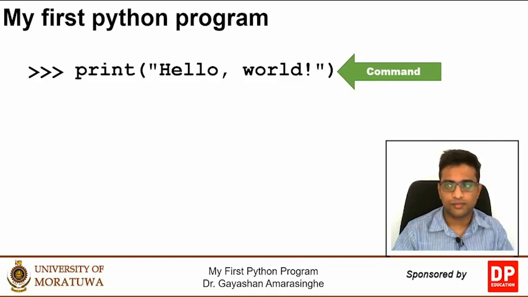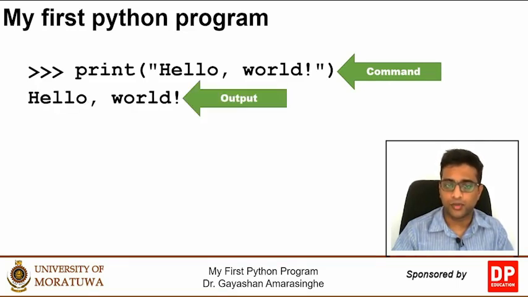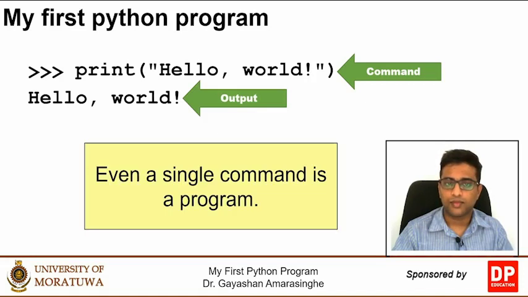This is the command. And when you type this command, it gets executed, and when you execute it, you get this output. This is considered as the output. Even a single command is considered a program. Of course, you will be writing more complex programs in the future. Let's see how we can execute this program in our computer.